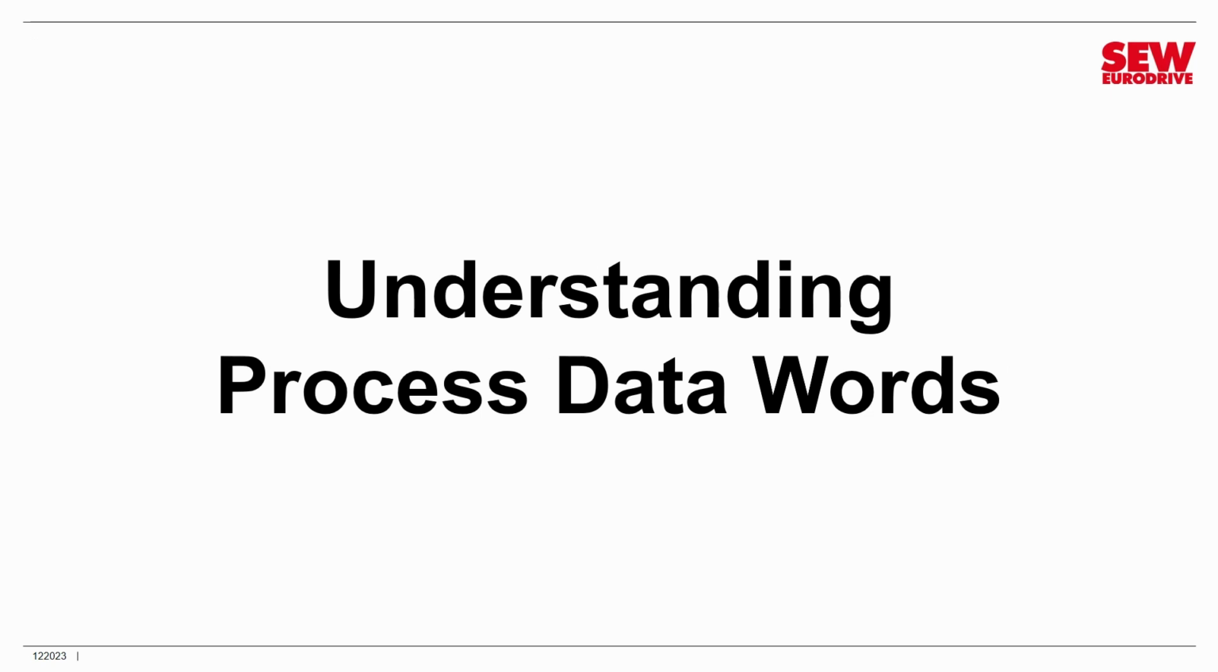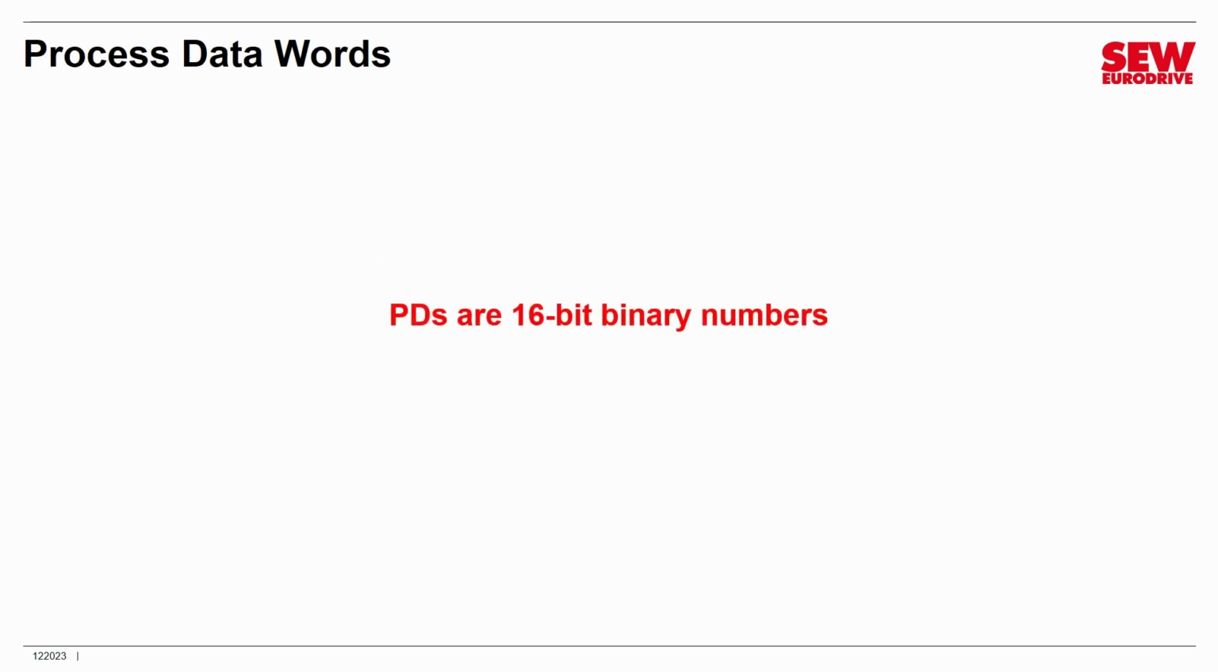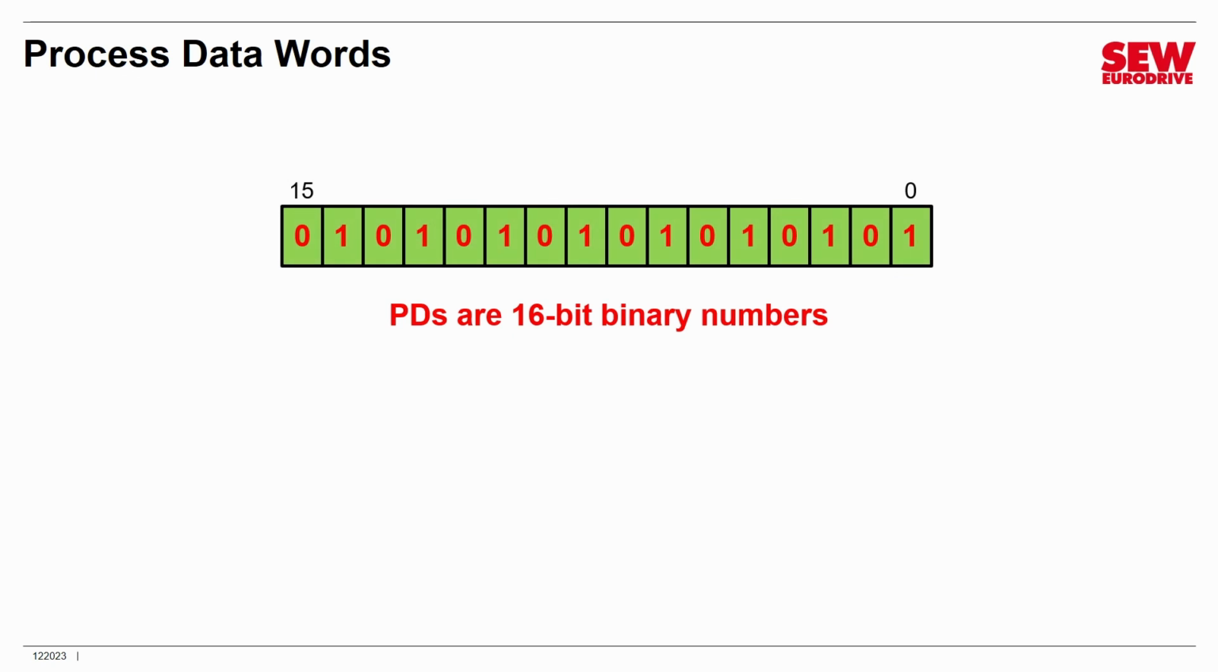All right, so let's talk about process data words in more detail. If you're a PLC programmer, this may be familiar to you, but if you're not, pay attention, listen closely, replay things if necessary. We'll get into how the process data words are constructed and how we interpret them. So, process data words. They are 16-bit binary numbers, like this. They have 16 bits numbered 0 through 15. The bit on the right side is the least significant bit, the one of lowest value, and the one on the left is the most significant bit, the one of greatest value.